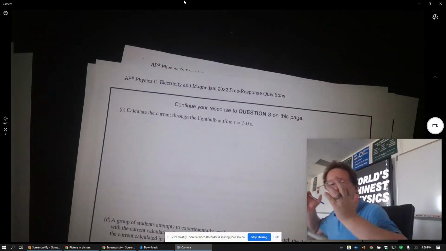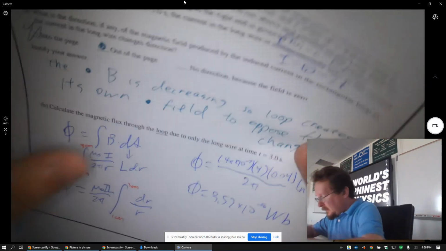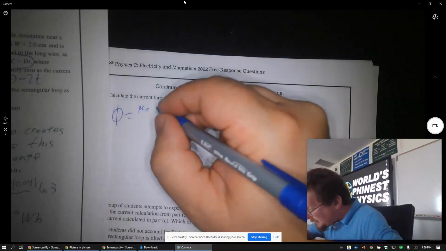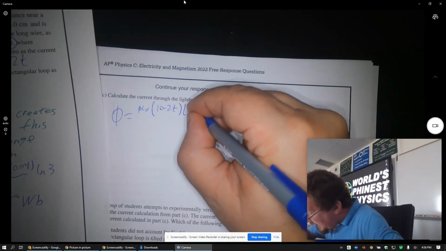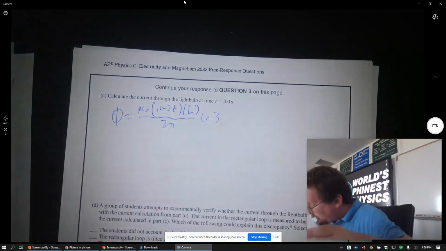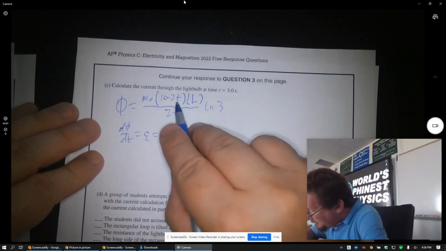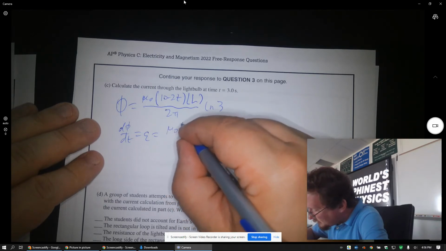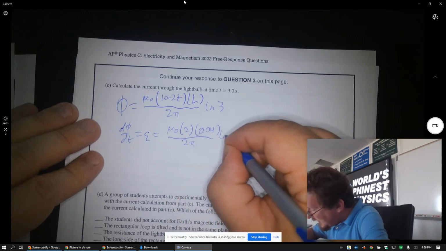Okay, calculate the current. You know what? I don't want to. Okay, do I really have to? So the flux would have been mu naught, and I now have to make it a variable, 10 minus 2t times the L, all over 2 pi times the natural log of 3. So the derivative of flux with respect to time is the EMF. That's going to be just 2. Ignore the negative because we thought about that already when we talked about directions. Times L, which is 0.04, over 2 pi times natural log 3.